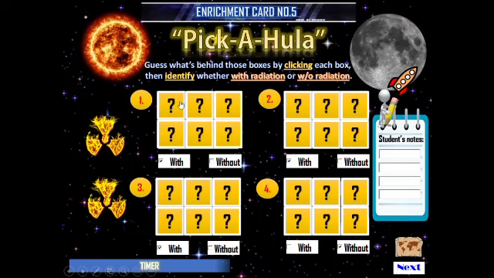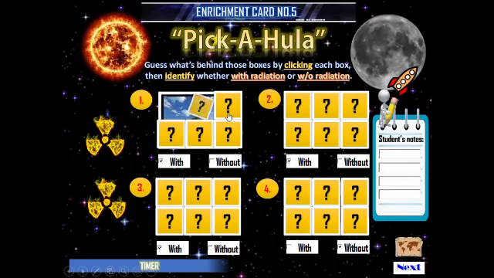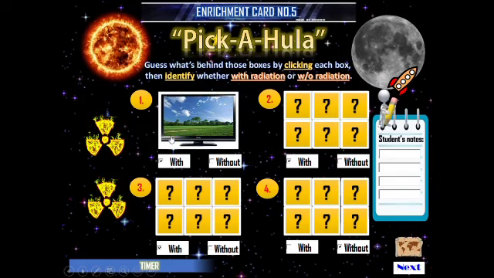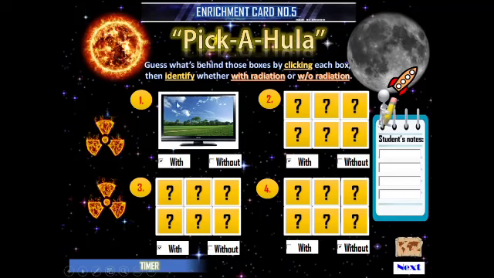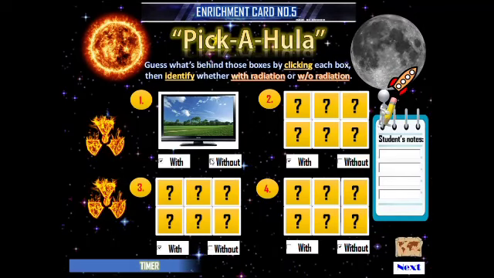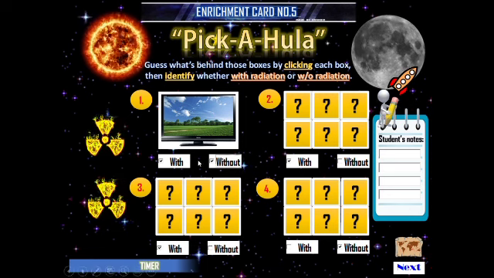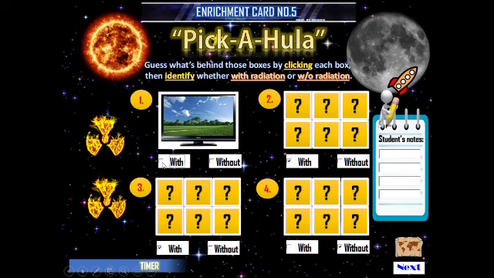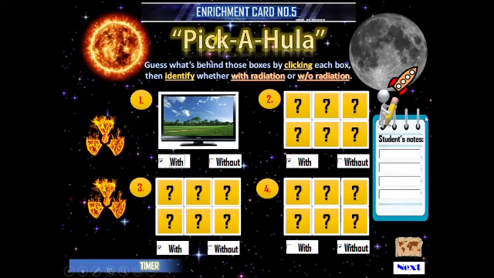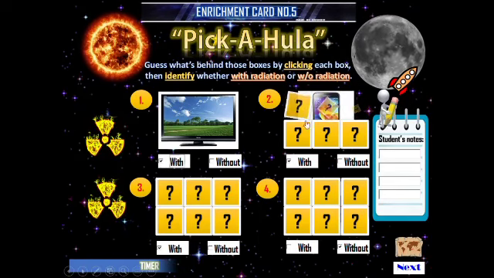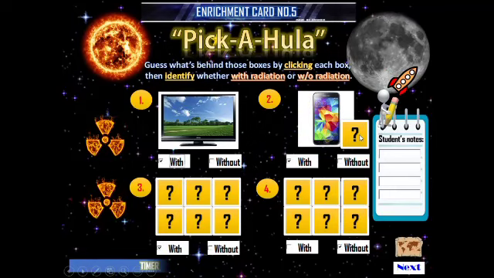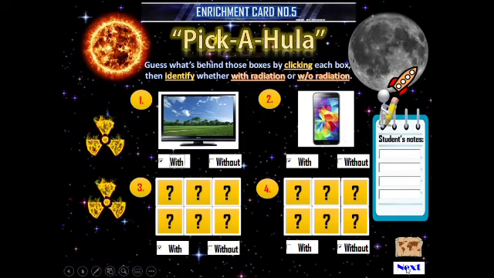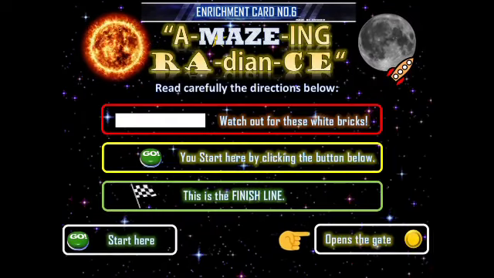And this one is Pika Hula, enrichment card number 5. It's like a mystery box. It's a combination of animations and triggers and Visual Basic applications, so that when you reveal what's behind the box, you can answer whether with or without radiation. So that's how you do it. And then as we go on to other boxes, same as with the previous one, you need to guess whether the material is with or without.